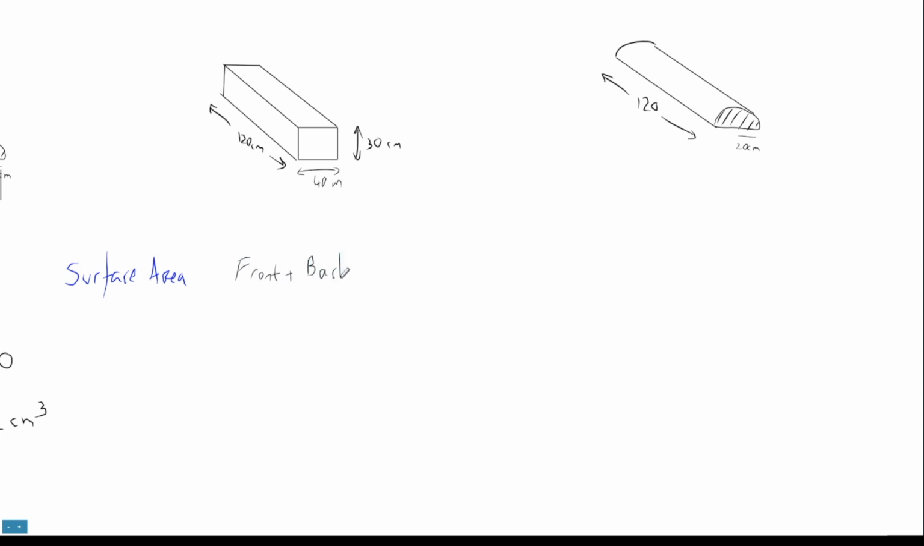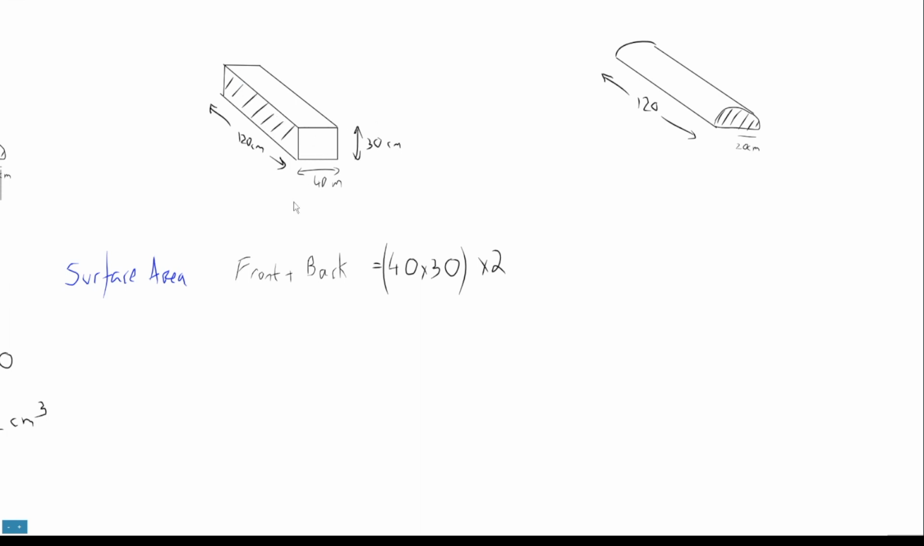And the trick about this is getting everything nice and organized. So the front and the back. The front is just going to be 40 times 30 centimeters squared because it's just a rectangle. And then there's the front and the back of them, so we're going to times the whole thing by 2 like that. Then let's do the left side. I'll call this one the left side.